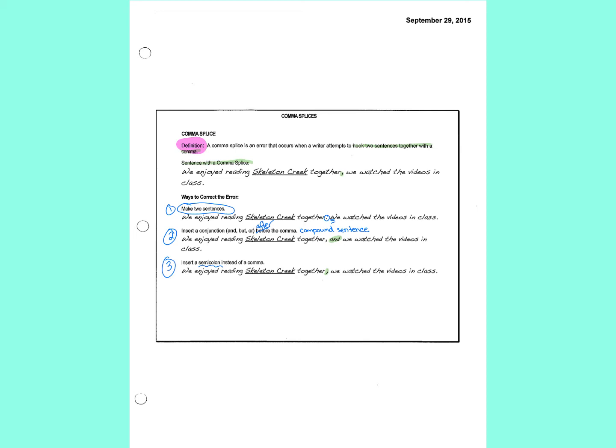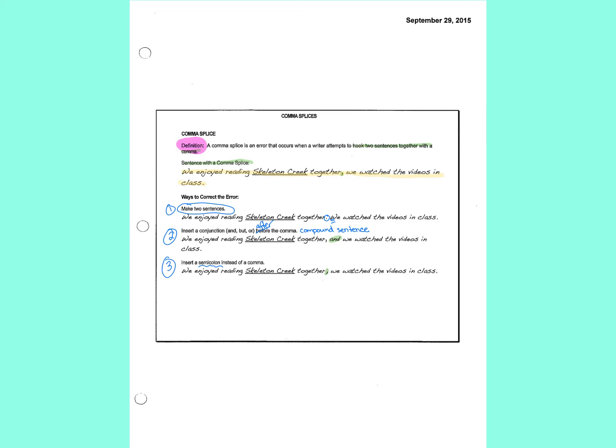So looking through comma splices, the definition of a comma splice is an error that occurs when a writer attempts to hook two sentences together with a comma. Sentence with a comma splice. So here's an example of what I'm talking about. We enjoyed reading Skeleton Creek together, we watched the videos in class. You will notice that this is actually putting two sentences together, but incorrectly. We're not following the correct protocol. There's three different ways that you can fix this sentence.